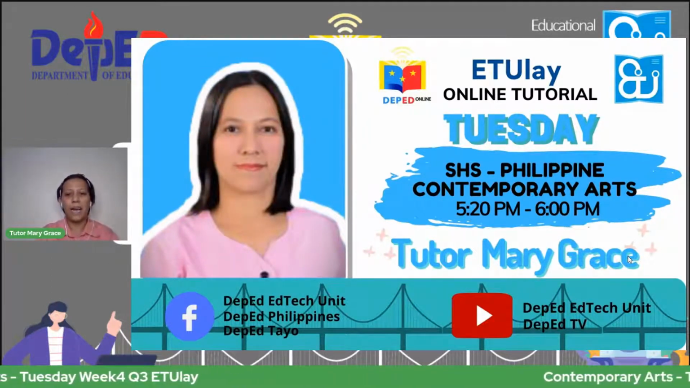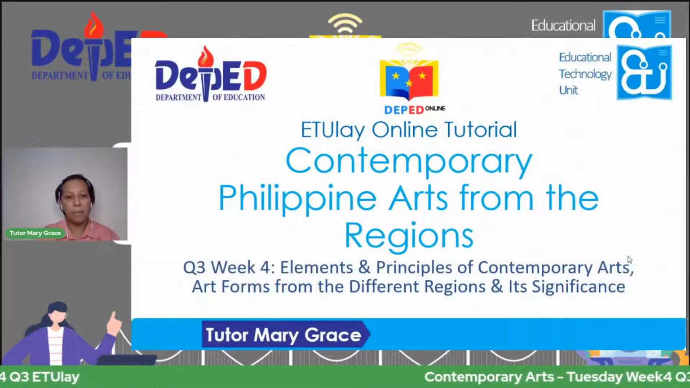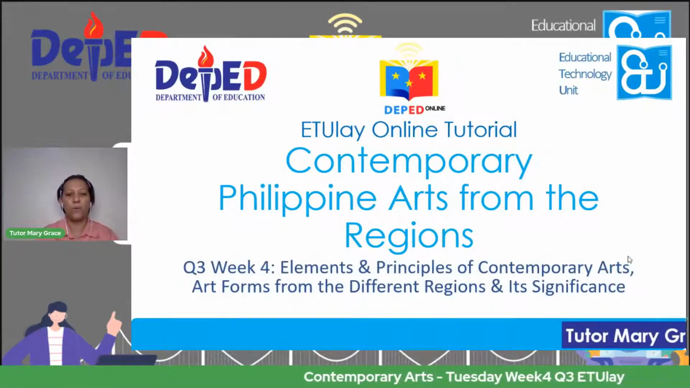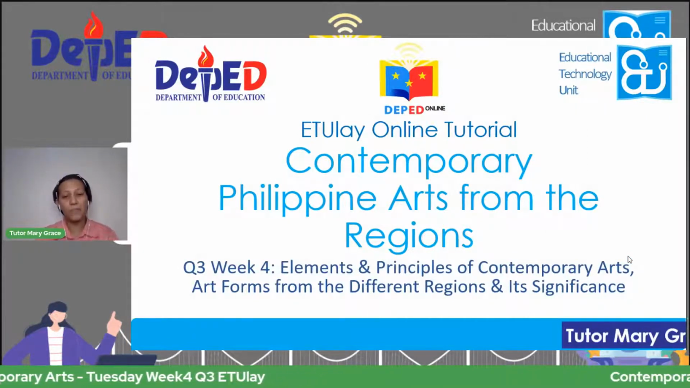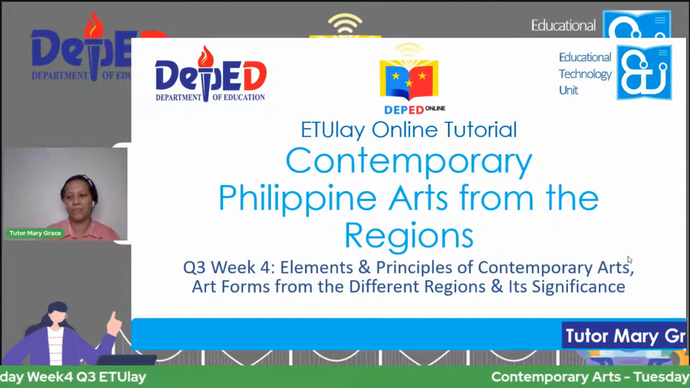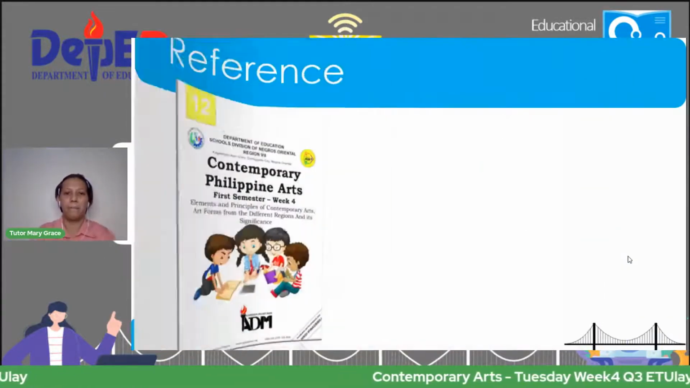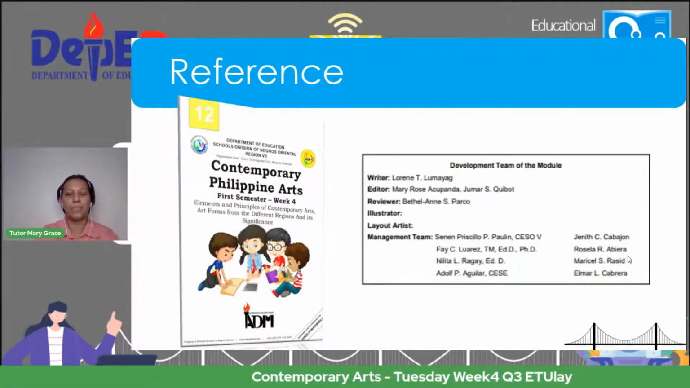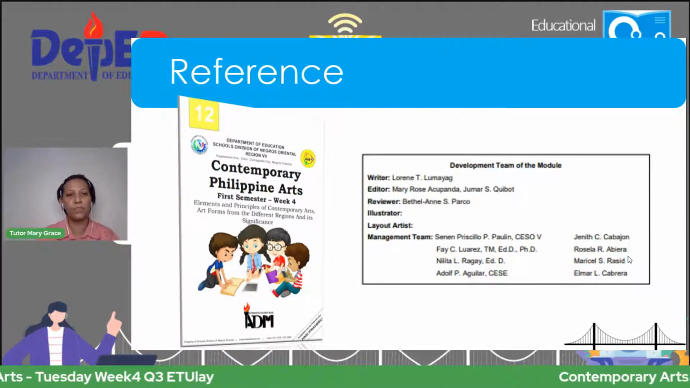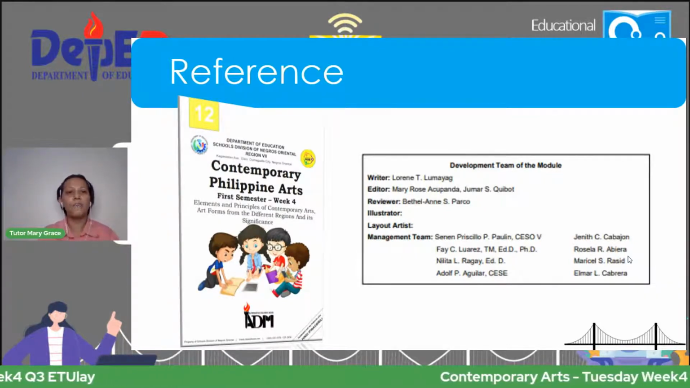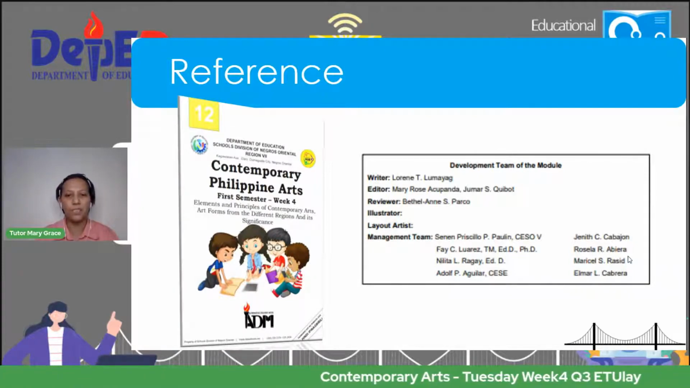So ngayon, ang ating magiging topic ay nasa quarter 3, week 4, at ang topic natin ay Elements and Principles of Contemporary Arts, Art Forms from Different Regions and its Significance. Alright? So, ang ginagamit po nating module para sa aking E2Lie tutorial ay ang Philippine Contemporary Arts module mula sa Schools Division of Negros Oriental. So, thank you very much po for letting us use this module.